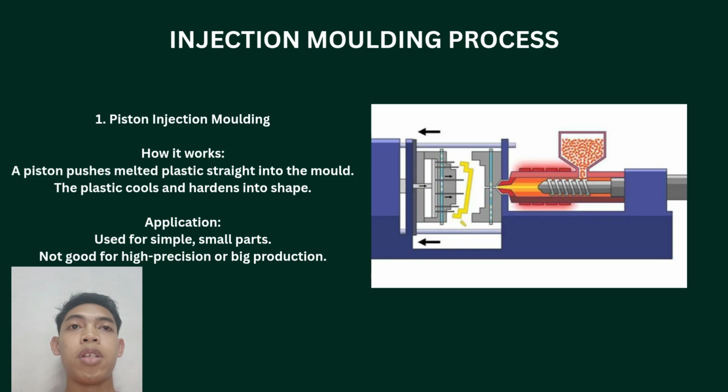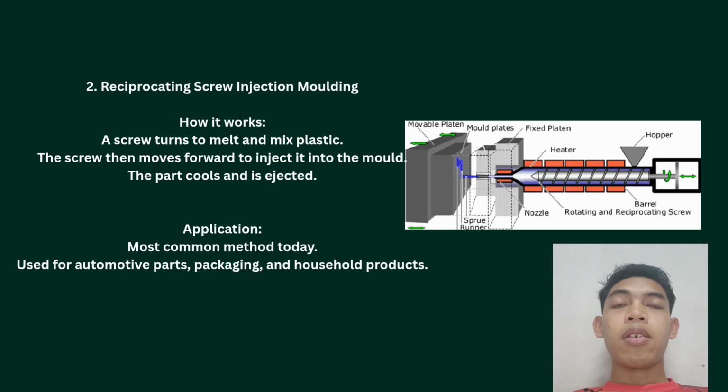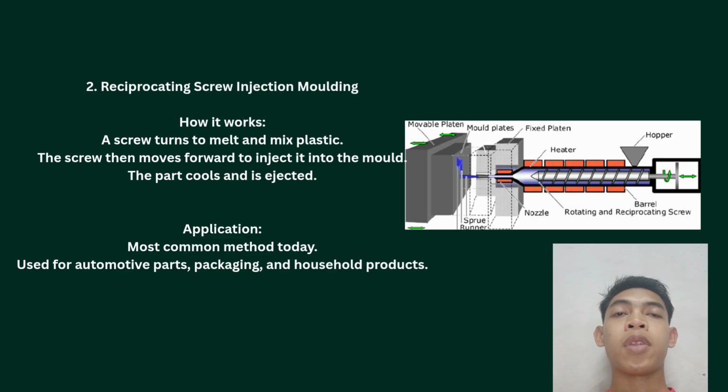So the first injection molding process is piston injection molding. How does it work? The piston pushes melted plastic straight into the mold. The plastic cools and hardens into a shape. Application: used for simple small parts, not good for high precision or big production. Number 2 is reciprocating screw injection molding. A screw turns to melt and mix plastic. The screw then moves forward to inject it into the mold. The part cools and is ejected. For the application, it is the most common method today, used for automotive parts, packaging, and household products.